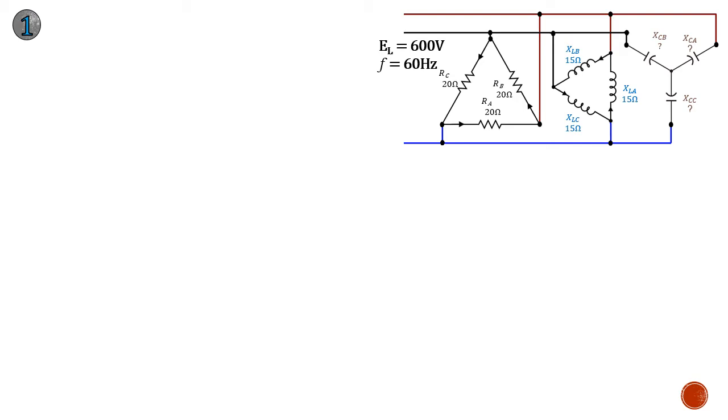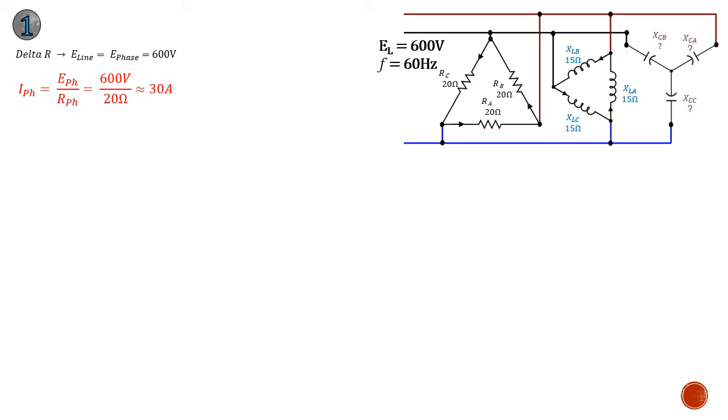So step one, we'll solve for the resistive network. Again, it's a delta resistive network, and what do we know about deltas? Well, E line and E phase are the same. So that means we can now calculate I phase, because E phase is 600 volts over 20 ohms per phase. That gives us 30 amps per phase.